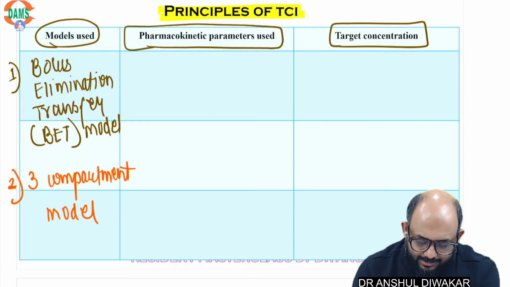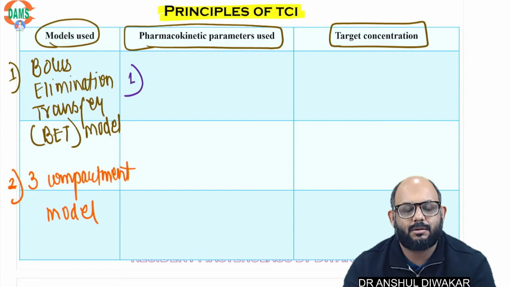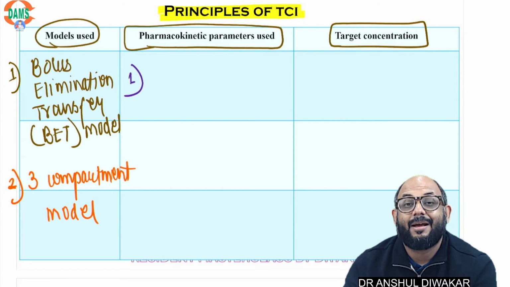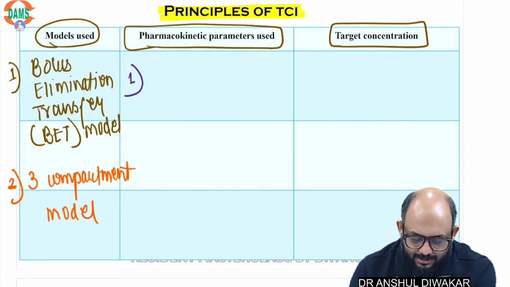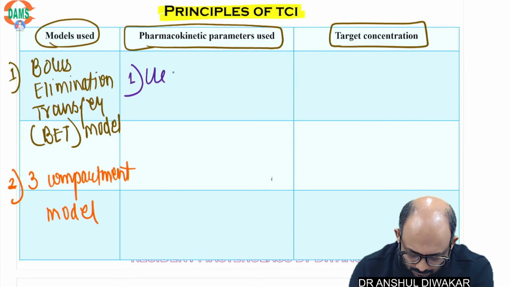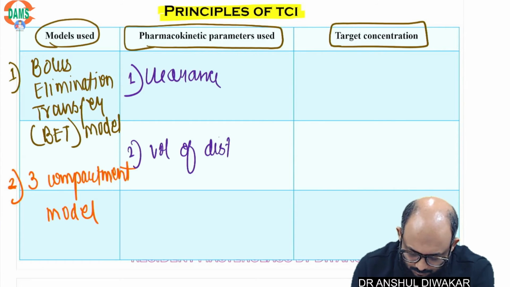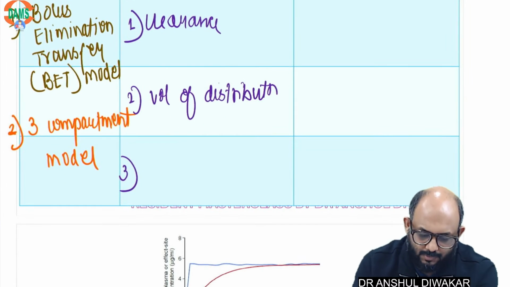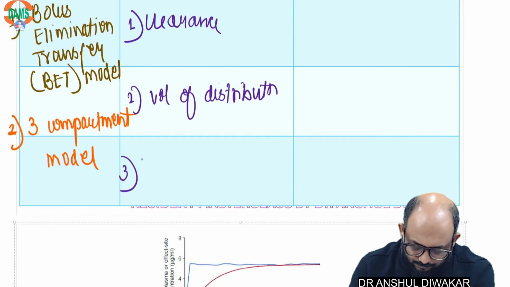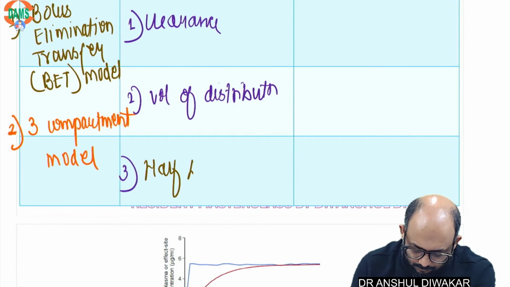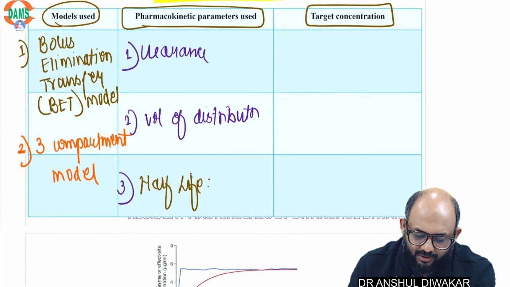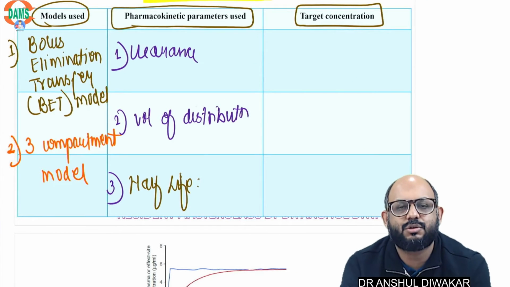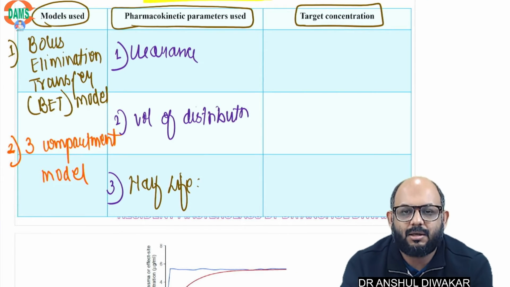The pharmacokinetic parameters, by the way, all of which we have just discussed in general pharmacology for anesthetists, are clearance, volume of distribution, and half-life. These are the three pharmacokinetic parameters that we use to calculate and adjust the dosing.